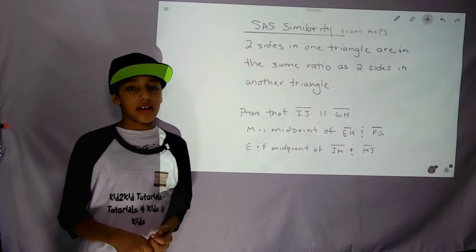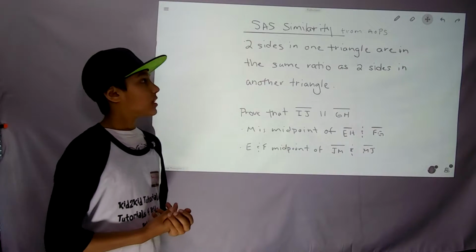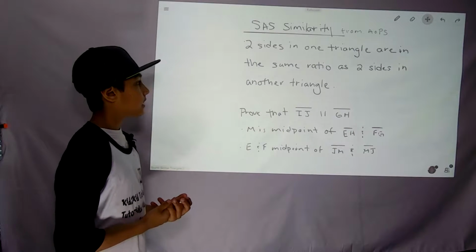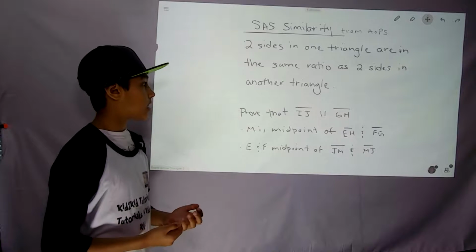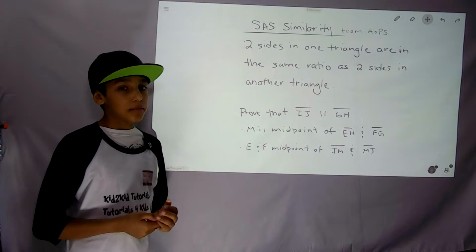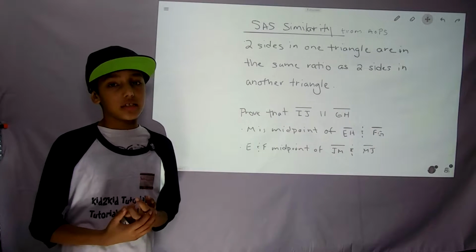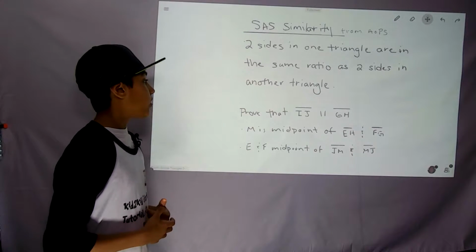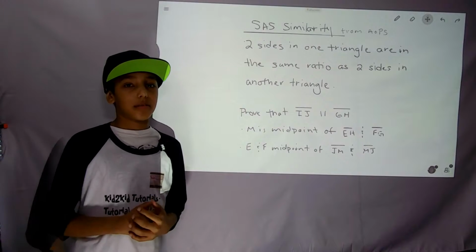Before we start on SAS similarity, I'm going to explain what it is. SAS similarity is when two sides in one triangle are in the same ratio as two sides in another triangle. So that means two sides in one triangle must be proportional to two sides in another triangle, and then an angle of each triangle must be equal also. Now let's get to the problem.